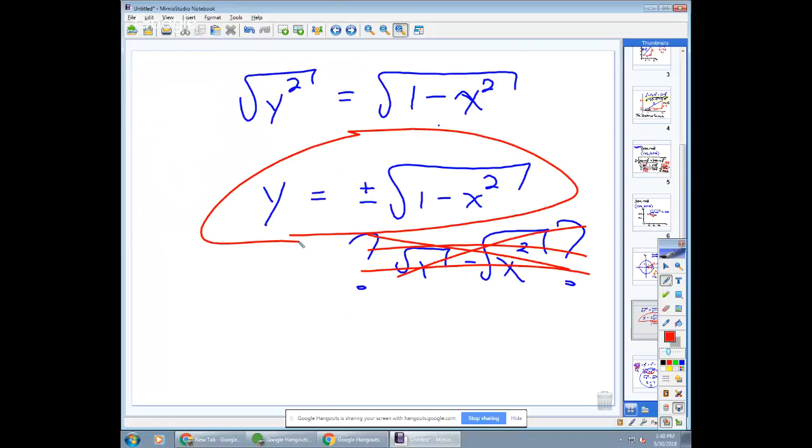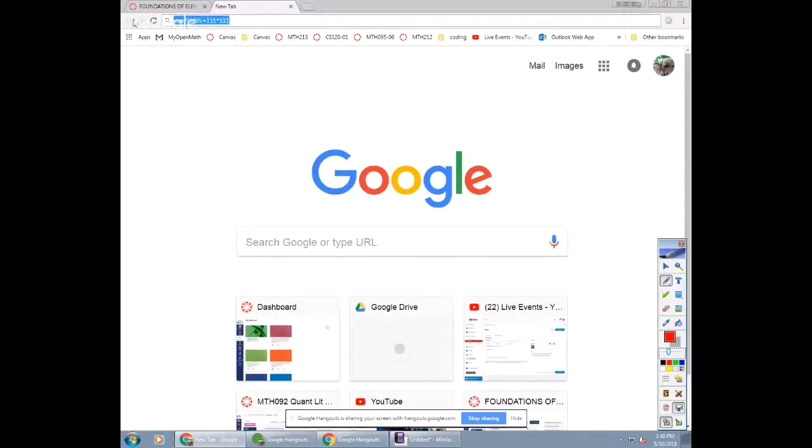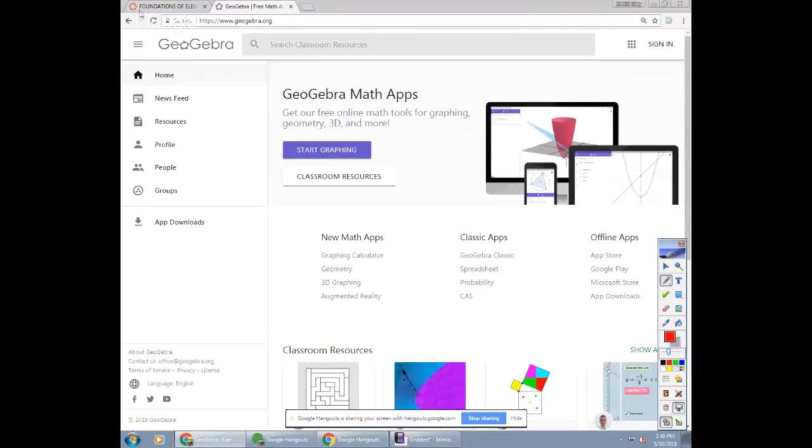So now I'm going to whip out a graphing calculator and see what the graphing calculator thinks. Desmos can graph stuff. I don't know if you guys have heard of Desmos. I can't remember if I've used it in here. My favorite tool lately is GeoGebra, actually.